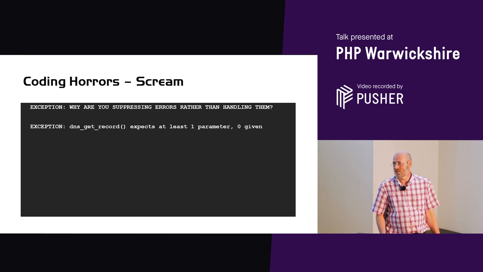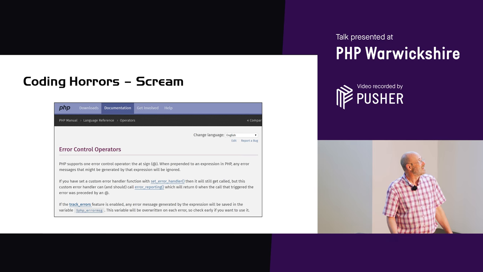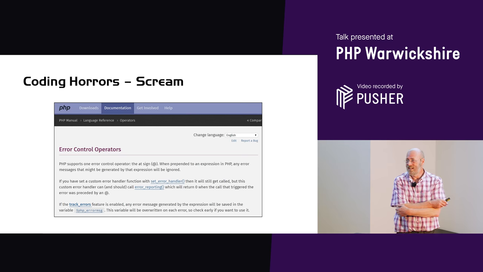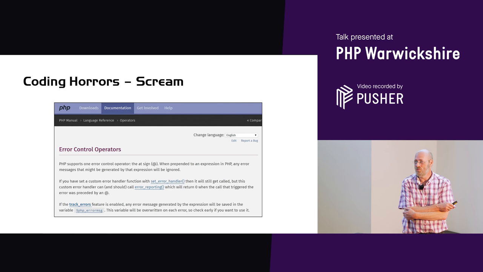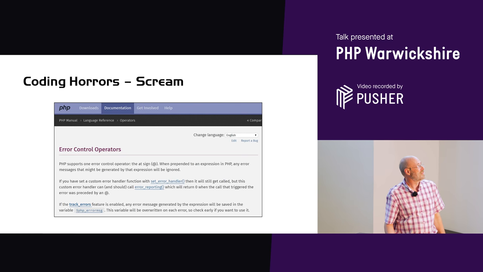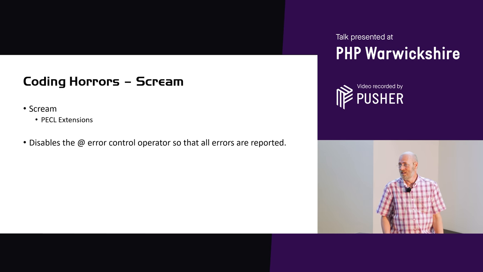So we can handle the exception and echo something appropriate to the screen. We've caught it, we can handle it within our code. But of course, code can be littered with ats if you're working with an old legacy code base. So how do you identify everywhere where they are? And that is where Scream comes in.